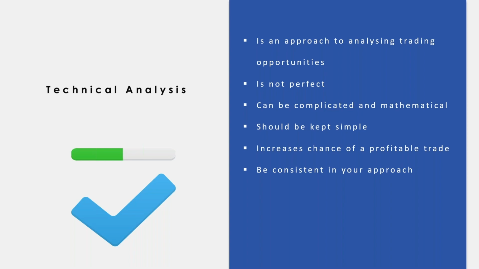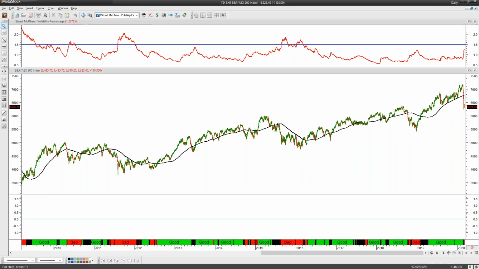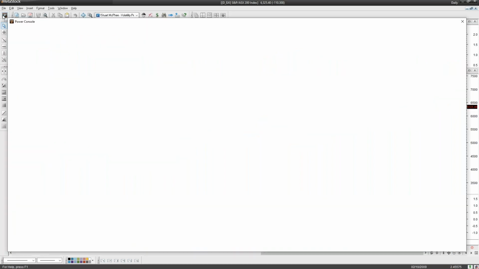At the end of the day, regardless of what analysis approach you adopt, all you're trying to do is increase the probability or the chance of having a profitable trade. That's all you are trying to do. So whether you do all the fundamentals or do all the scanning through the Explorer in Metastock, all you are trying to do is increase the probability of having a profitable trade. I'm going to bring up one example from a scan I did not so long ago.